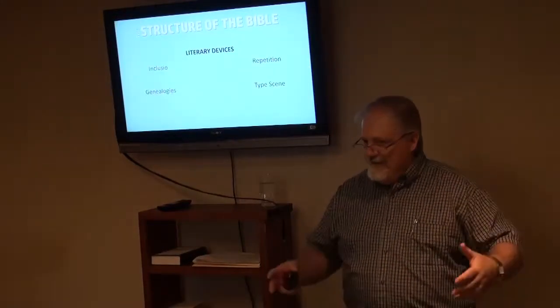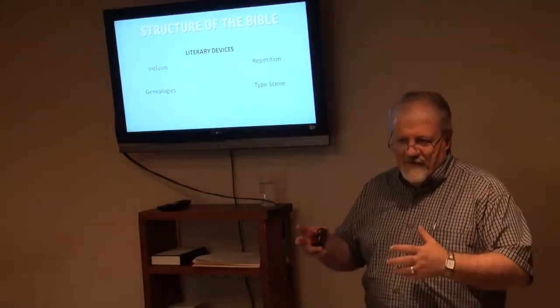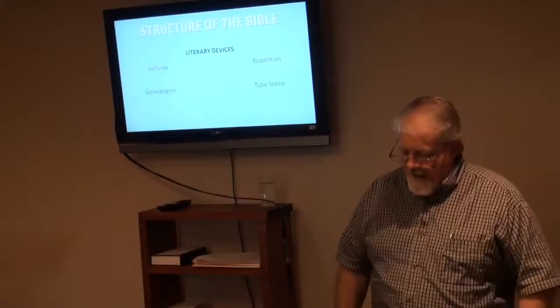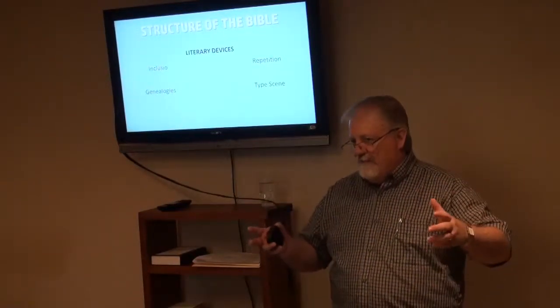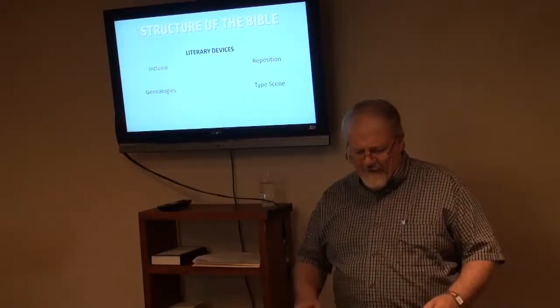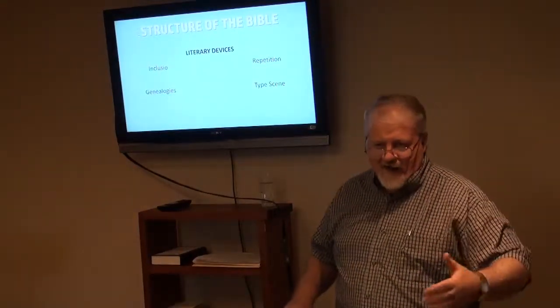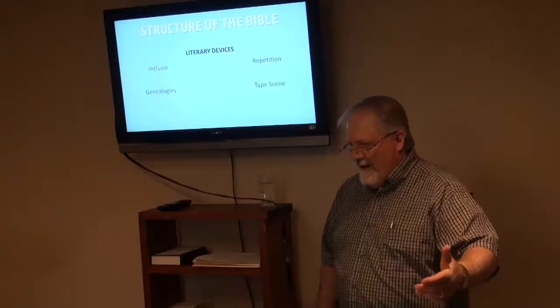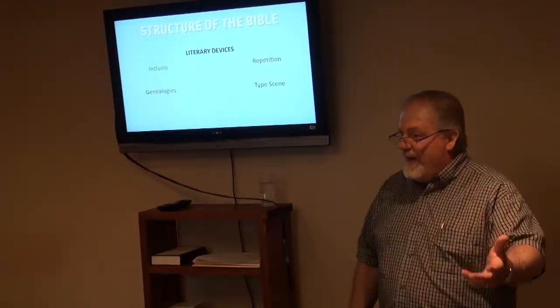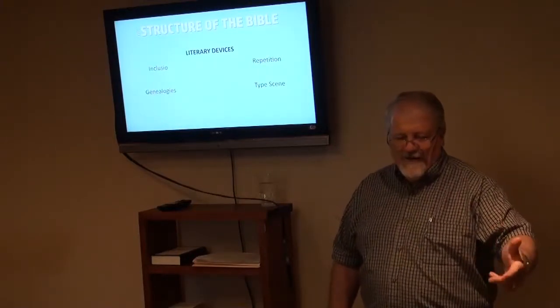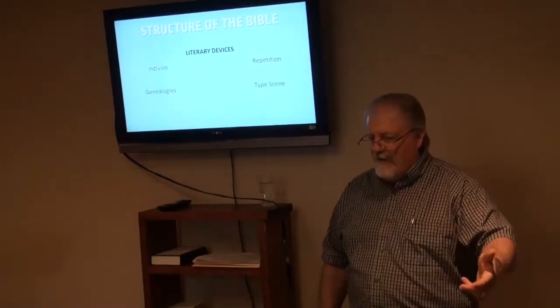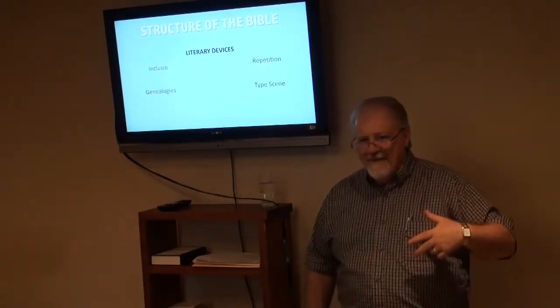So we have this type scene, this scene of going down into Egypt, and it becomes a picture with meaning to it. Going down into Egypt is a picture of going into exile or going into slavery. We also have a type scene where they come out of Egypt, and if going into Egypt is going into slavery and going into exile, what would coming out of Egypt be?